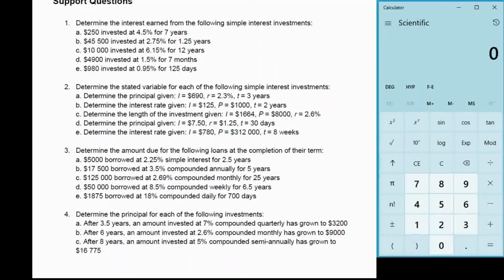And then for 4, we'll do 4C. It says after 8 years, an amount invested at 5% compounded semi-annually has grown to $16,775, and we're asked to determine what the principal is. So here we start with the amount it has grown to, and we divide it by our 1 plus 0.05, and this is semi-annually, so divided by 2, to the power of 2 times 8. We end up with the original amount invested was $11,306.